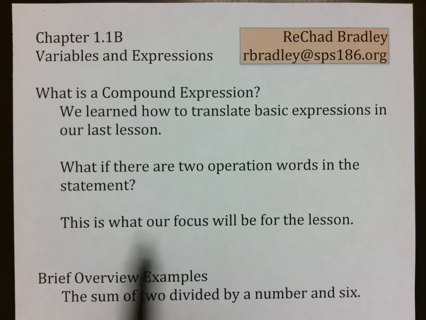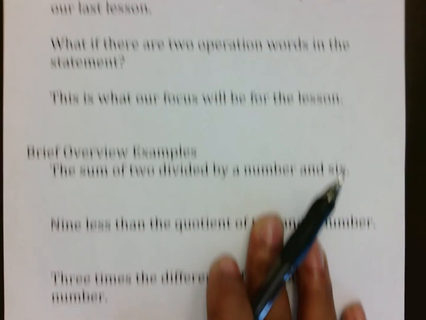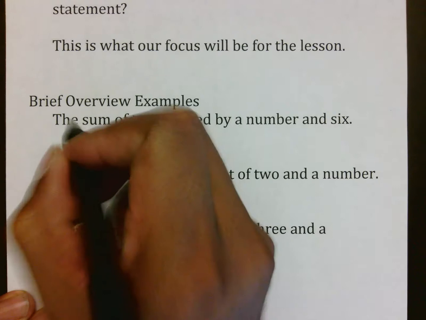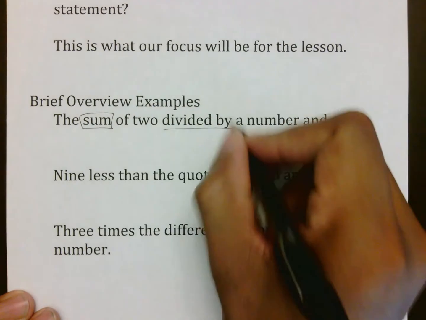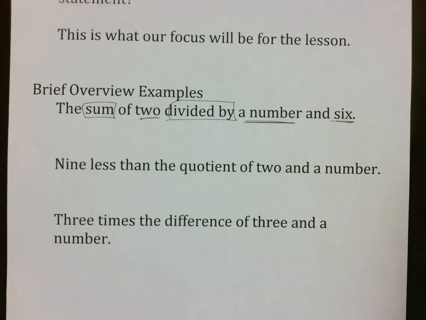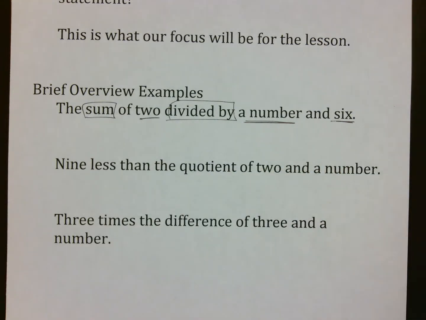And so our focus for this lesson is going to be operation phrases, or algebraic expressions and verbal expressions, that have more than one operation word in them, so that we can learn how to do compound expressions. So a brief overview of examples. Just real quick, the sum of 2 divided by a number and 6 is something that we need to look out for. Again, you're talking about sum here. You're talking about divided by here. You've also got a number 2, a number which we know to be a variable, and 6 which we know to be also a number. So notice now how we have 3 values and we have 2 operation words. That's what we're going to be getting ready for.